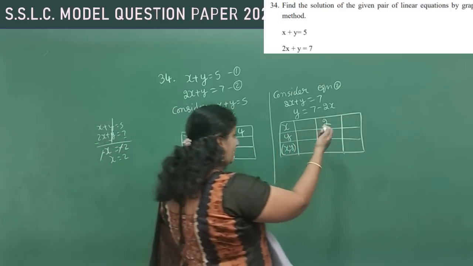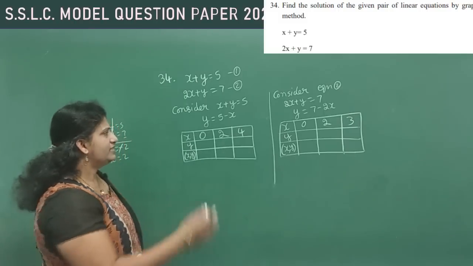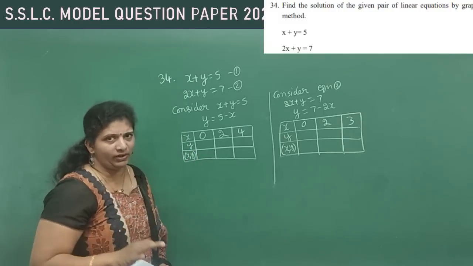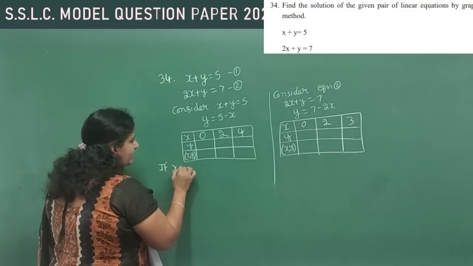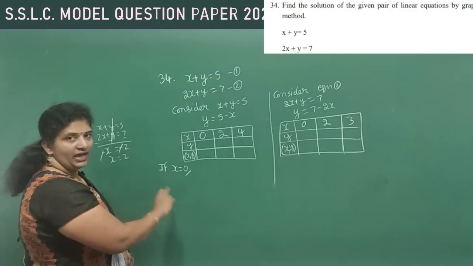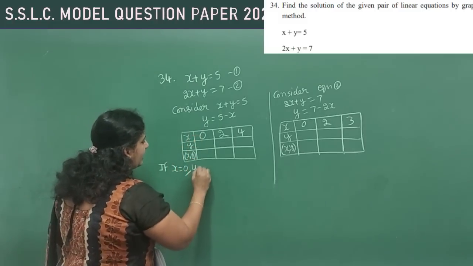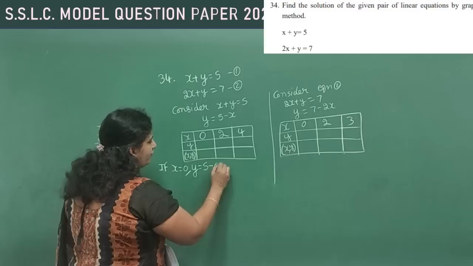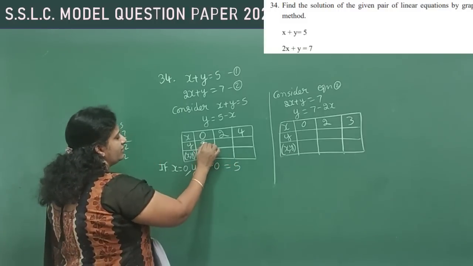Here also in the same manner, 0, 2, 3. Right? The same numbers are not needed. Any number you can take. Now, how to write this? If x is equal to 0. Observe properly. If x is equal to 0, substitute the x value in that. y is equal to 5 minus 0. That will be 5. So, write here 5.